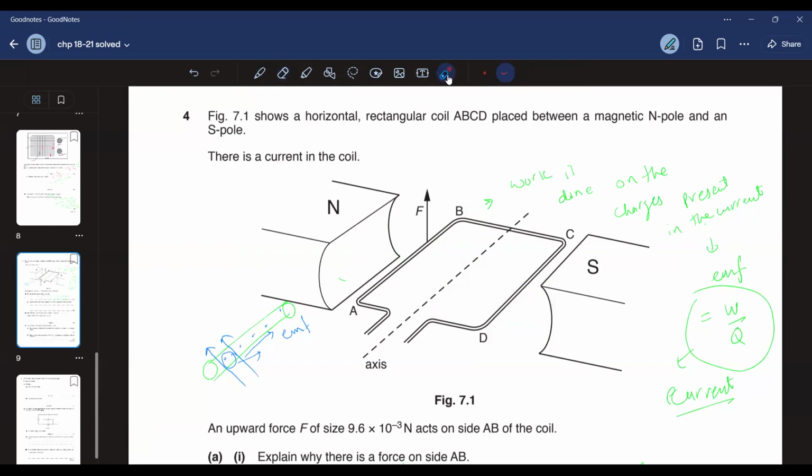Now, according to Fleming's right hand rule, magnetic field is in this direction and force is in this direction. According to the left hand rule, if we put our fingers, magnetic field किसको show करी होती है? हमारी fingers की direction क्या होती है? ऐसे.